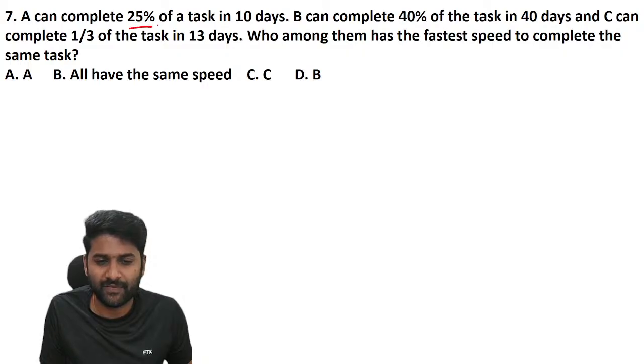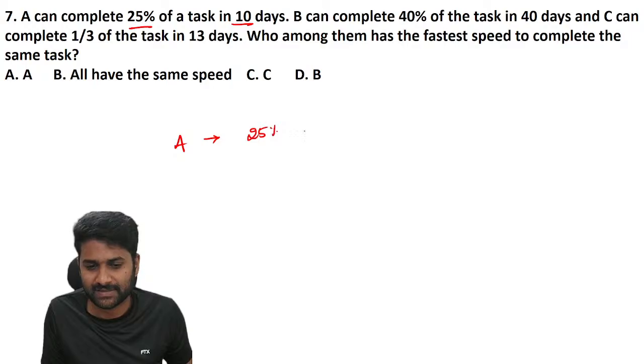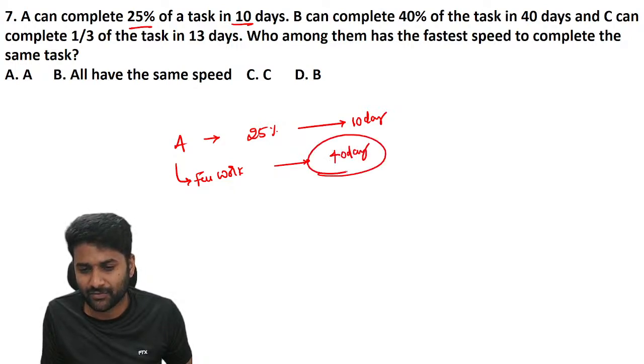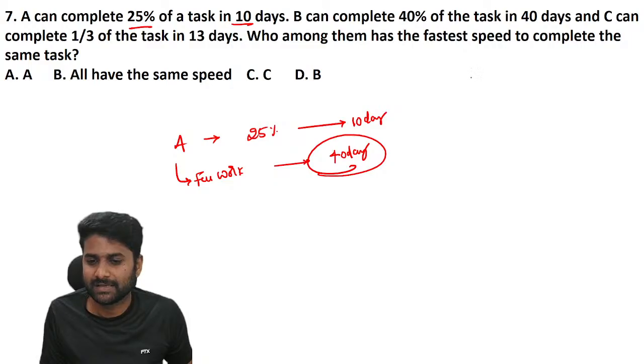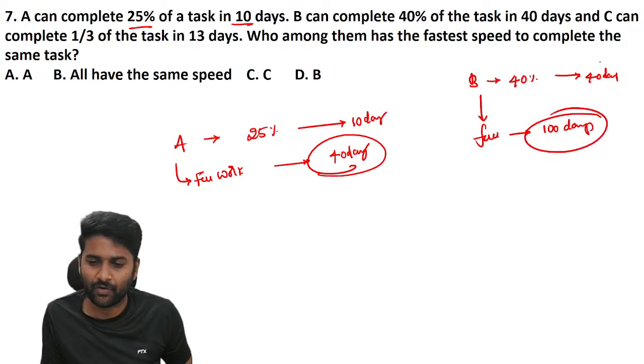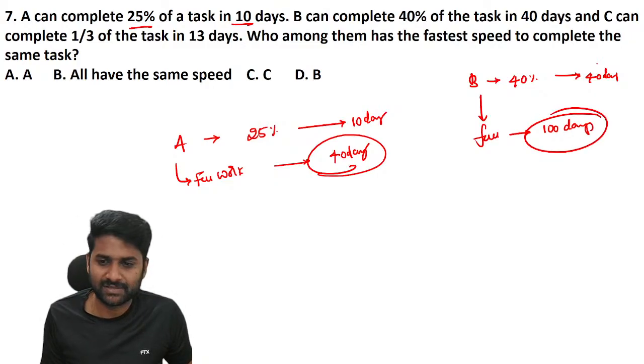Now see, A completed 25 percent of the task in 10 days. As you know, how much time for the full work? The full work is 100 percent. So A can complete the full work in 40 days. In the same way, B completed 40 percent of work in 40 days. So B can complete the full work in 100 days.